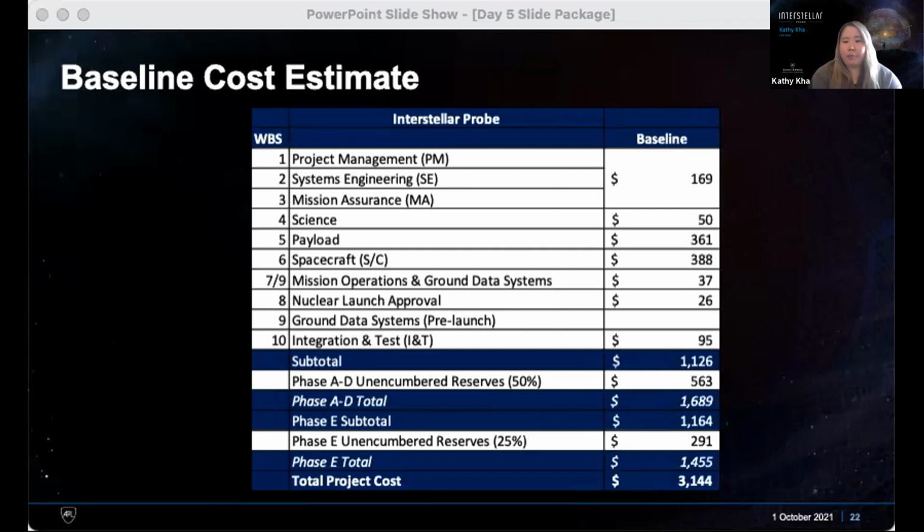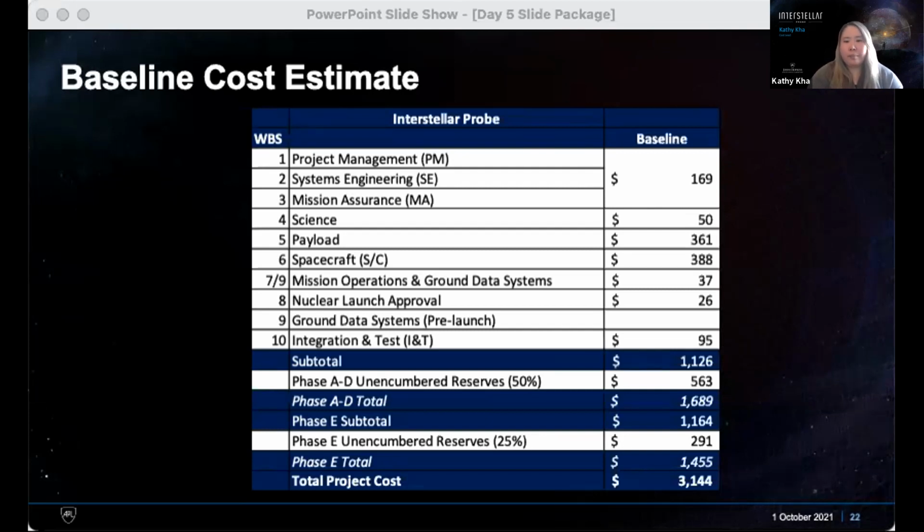And then we have 95 million in INT. For phase E, that MOSET estimate is 1.164 billion. And with 25% reserves, we have a phase E total of about $1.5 billion. So that is a really large phase E number, but again, keep in mind that's over 50 years.